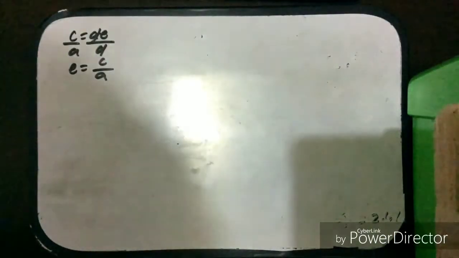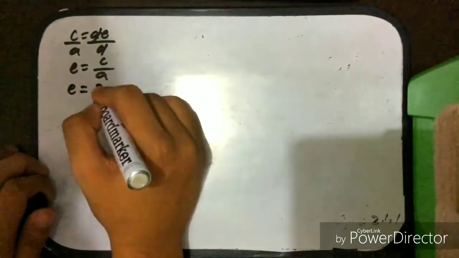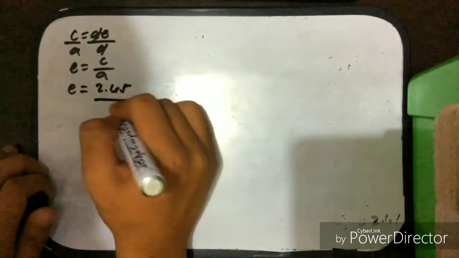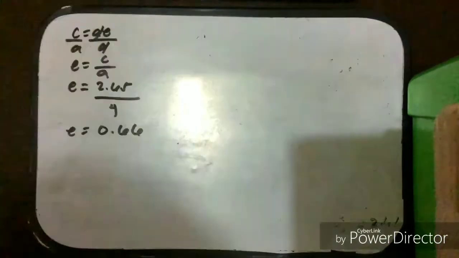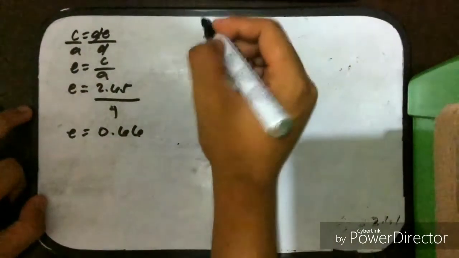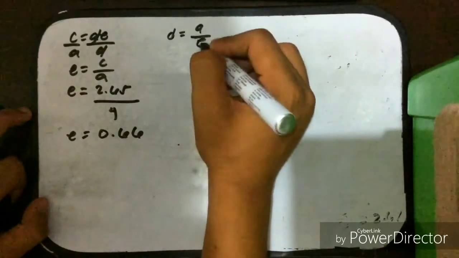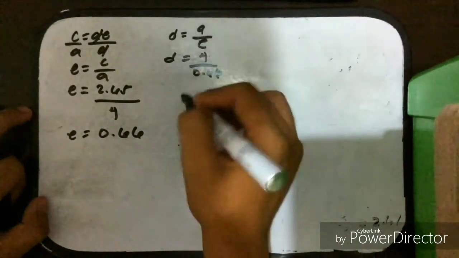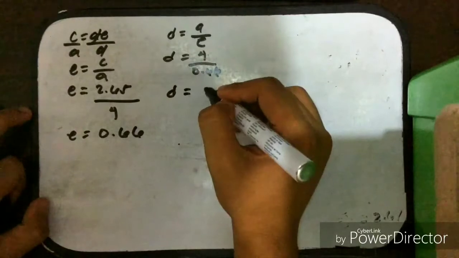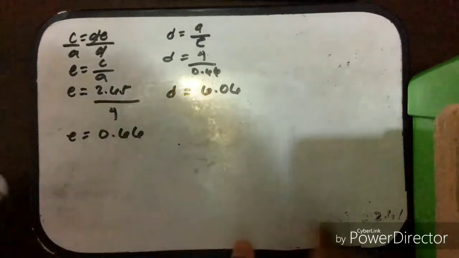So we will move on to the finding of eccentricity. E is equal to 2.65 divided by 4, so your E is equal to 0.6. Now we will find the directrices. D is equal to A over E, so D is equal to 4 divided by 0.66, which is 6.06.